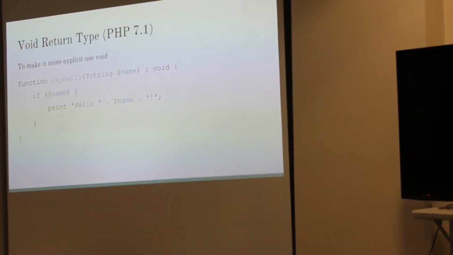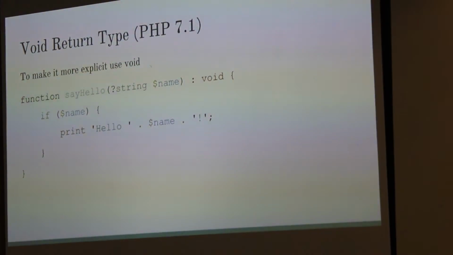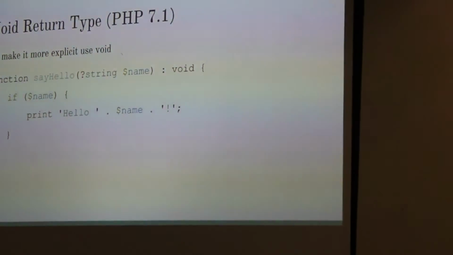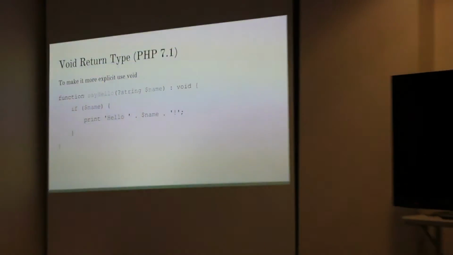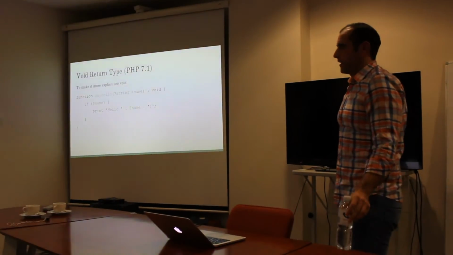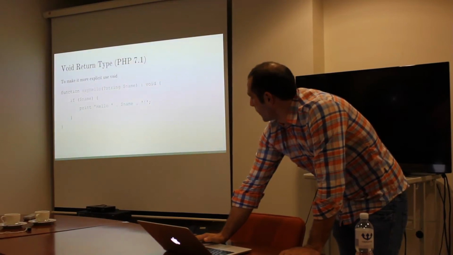That's another one. If someone has used Java, they would remember that. So basically, it's the void return type. If you don't want to return anything at all, if that function doesn't need to return, you can make it explicit. In case someone returns something, you actually throw an error.